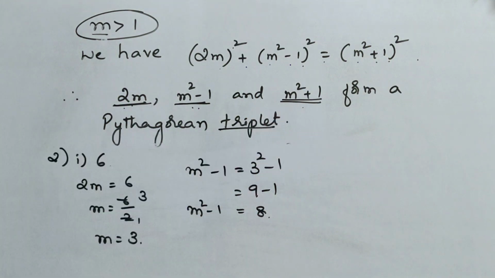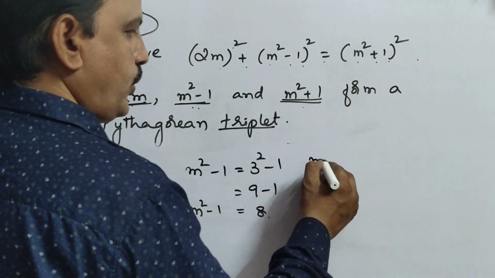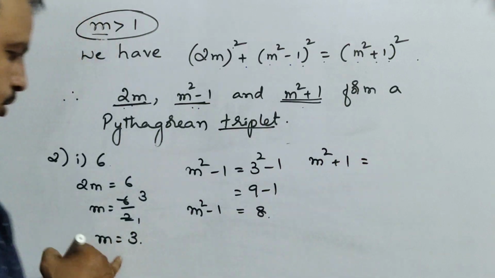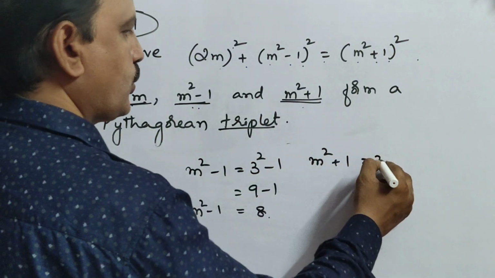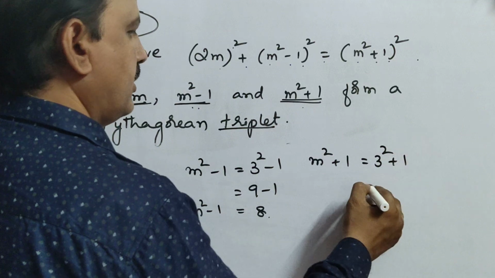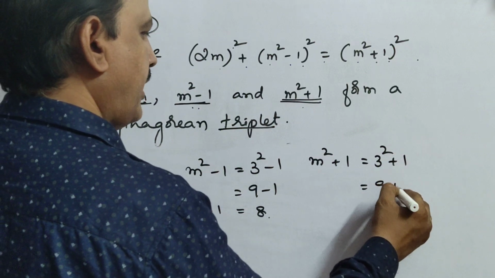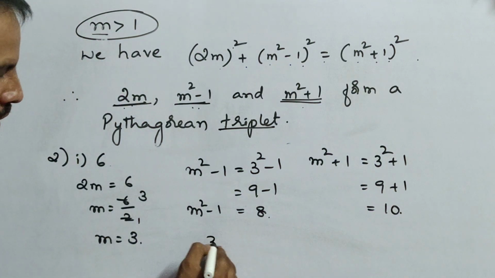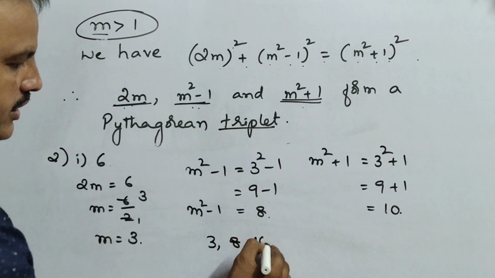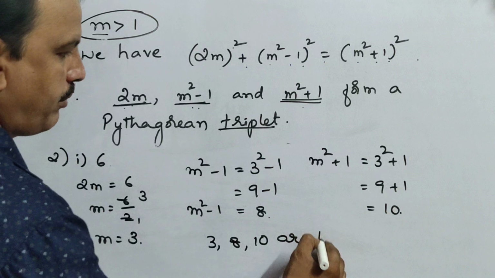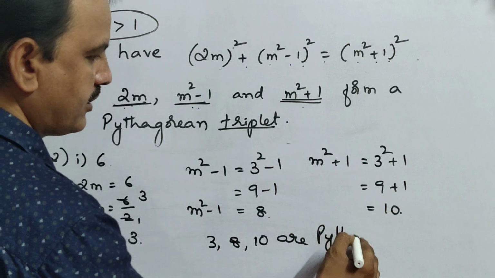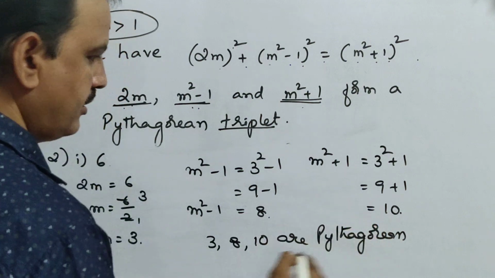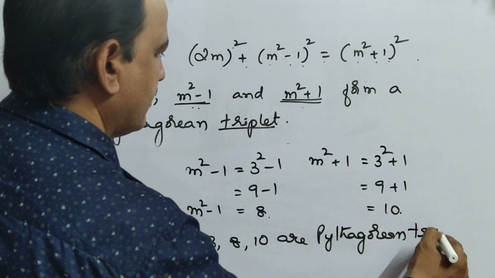Next, the third one is m square plus 1. That means m means how much now? 3. 3 square plus 1. 3 square means 9. 9 plus 1 equals 10. That means 3, 8, 10 are Pythagorean triplet numbers. Okay, Pythagorean triplet numbers.